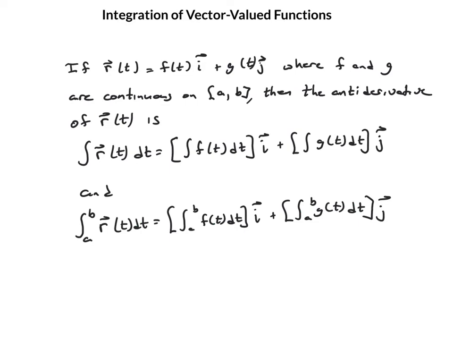Now let's take a look at the integration of vector valued functions. This one is going to feel pretty straightforward, and I think it will make sense to you. If the vector valued function r of t is f of t times the vector i plus g of t times the vector j, where f and g are continuous on the interval from a to b, then an antiderivative of r prime of t is the integral of the vector valued function r of t dt, which is going to be the integral of f of t dt times vector i plus the integral of g of t dt times vector j. And if I deal with the definite integral, it's just going to be the definite integral of each piece to give us the integral of that vector valued function.